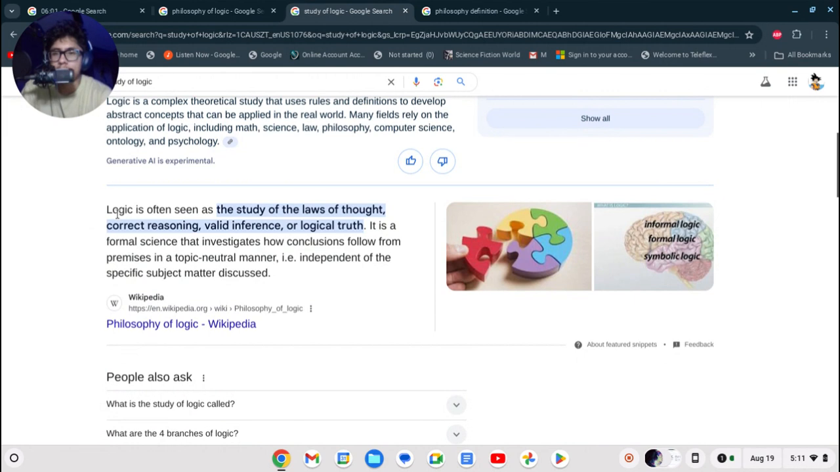Logic is often seen as study of laws of thoughts, correct reasoning, valid inference, or logical truth. It is a formal science that investigates how conclusions follow from premises in a topical, neutral manner, independent of the specific subject matter discussed. So this is philosophy of logic here, and this might be going into more study of logic and everything. Philosophy could mean the study as well.